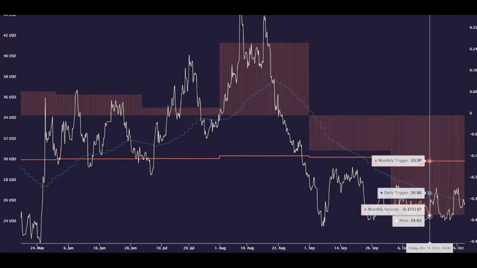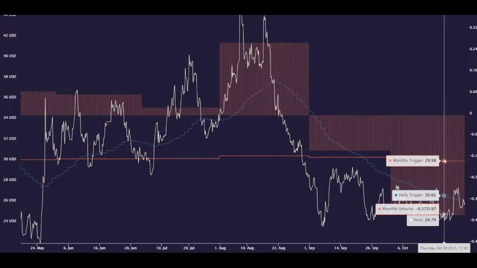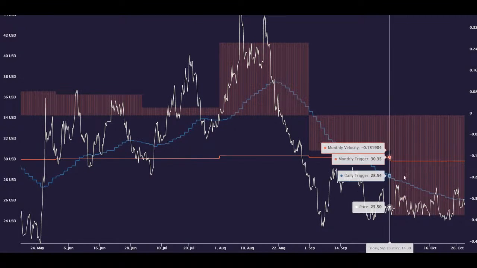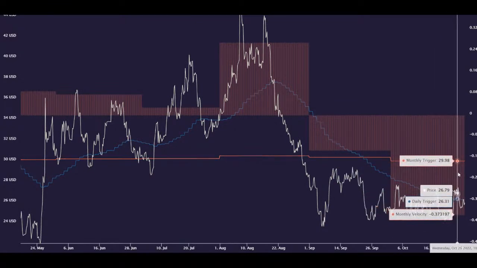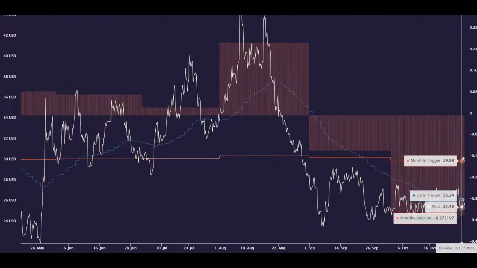So if GME in the last couple of days of the month can move up towards 29.98, we can erase this entire negative monthly velo, and next month, which is next week Tuesday, even have positive monthly velo.